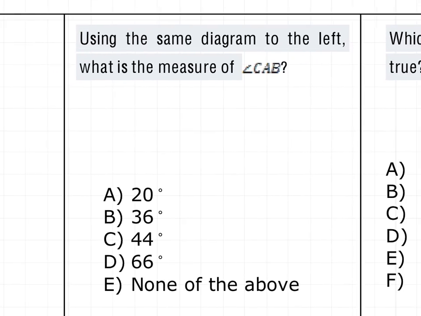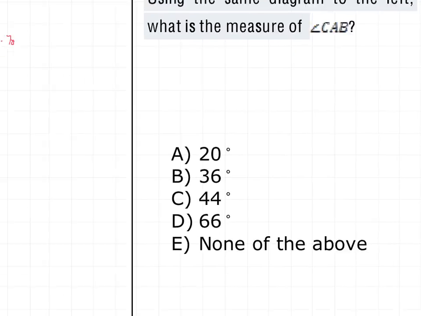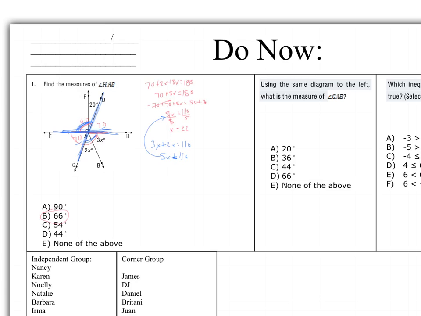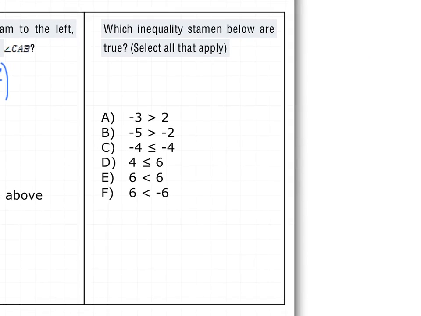As we look over here, we're using the same diagram to the left. What is the measure of angle CAB? Angle CAB over here, we're told is 2x, which means that we already know what x is. 2 times 22 is going to be 44. A little bit of review for today.